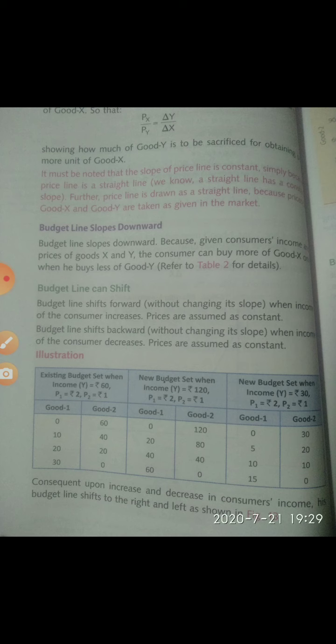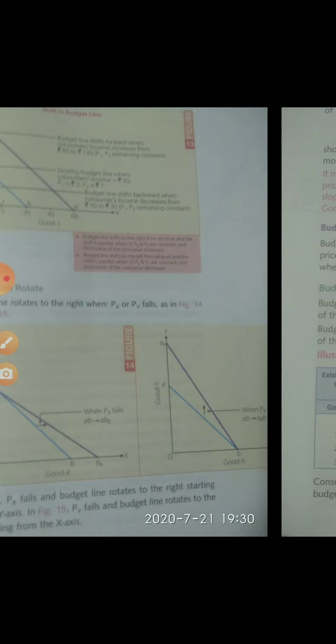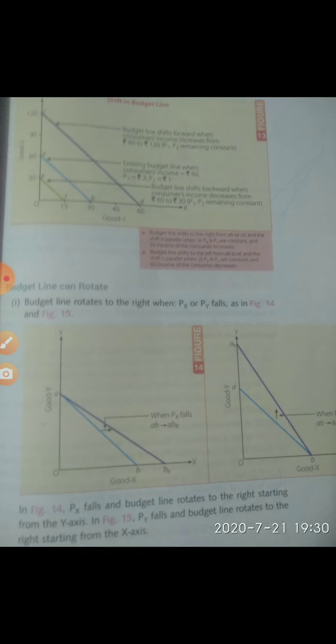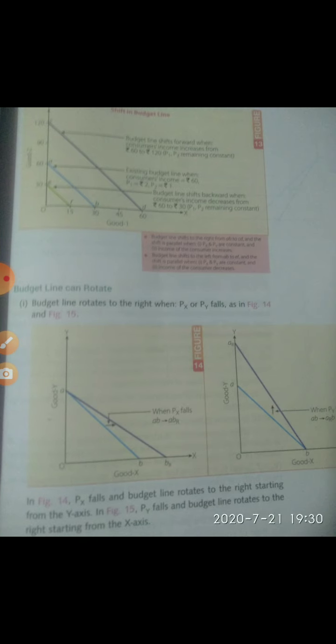Yes, isn't it? So consequently, we can say this increase or decrease in the consumer's income tends the budget line to shift to the left or right. Clear? So how can the budget line shift? Have a look at this graph. Over here it shows the budget line.